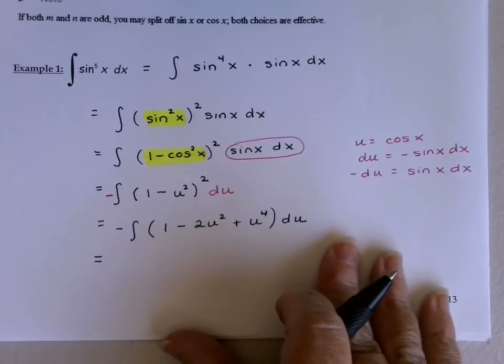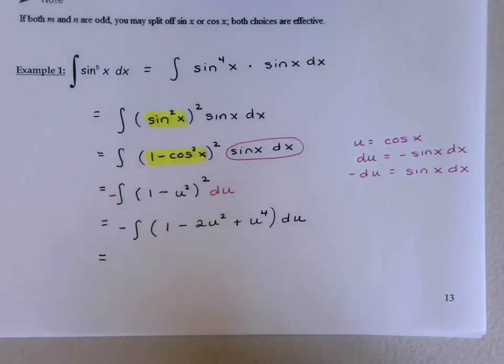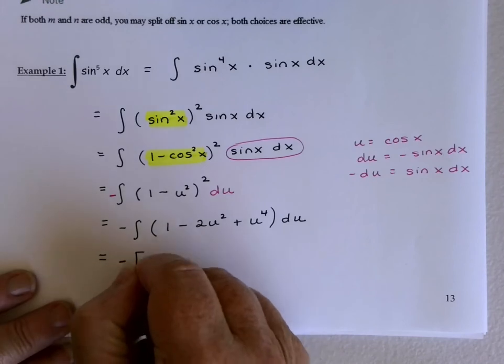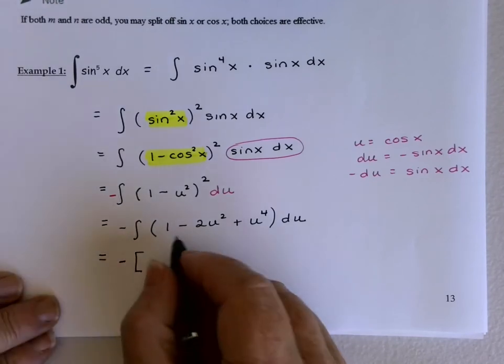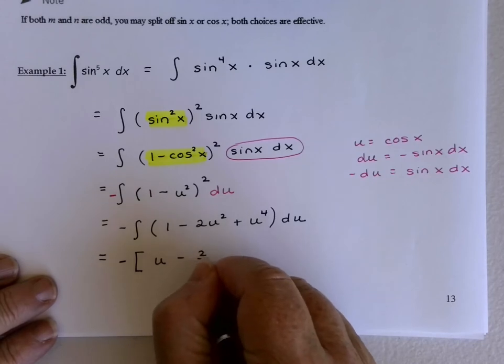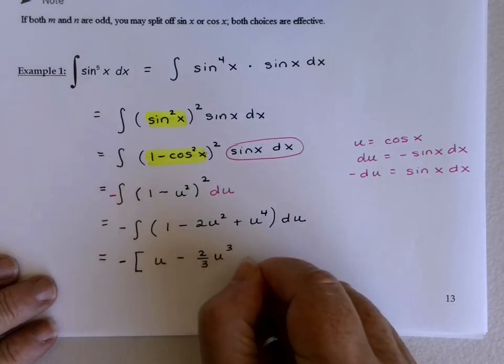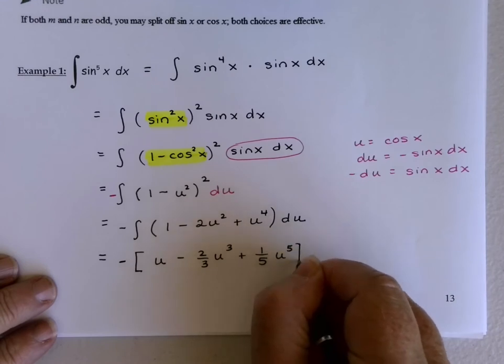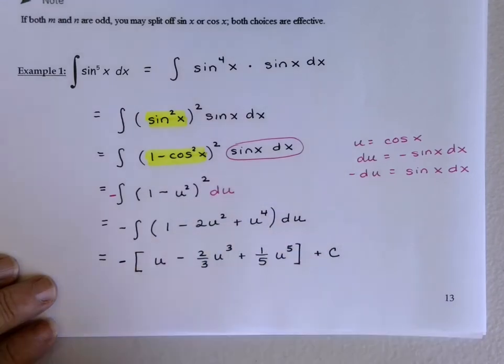And here's, again, remember our strategy. Our goal was to get it to the point that we could just use power rules, and here we are. Let's see, I'll just keep the minus out in front for now, in front of everything. Integrating du would give me u minus 2/3 u cubed plus 1/5 u to the 5th plus c.